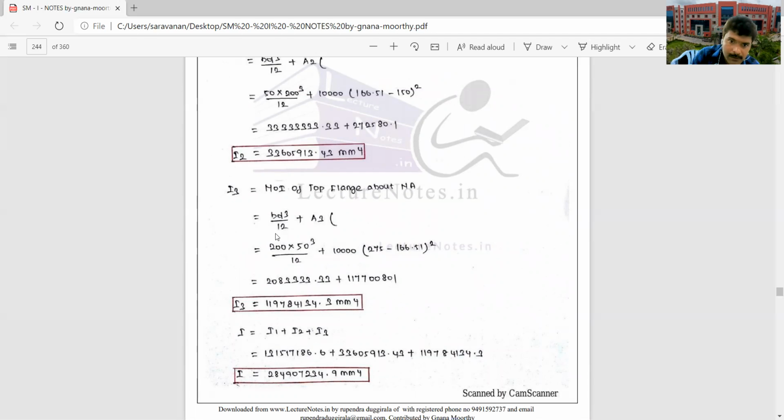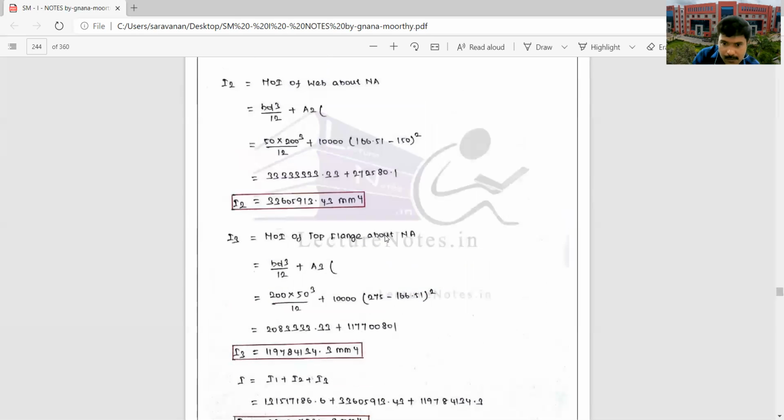Similarly, I3 is the moment of inertia of the top flange about the neutral axis. Similarly, bd cube by 12 for the top flange, breadth 200, top flange thickness 50, plus A3, 250, into the distance between the center of section 3 and the neutral axis. From the bottom to the center of the third section, the center of the top flange is 275.